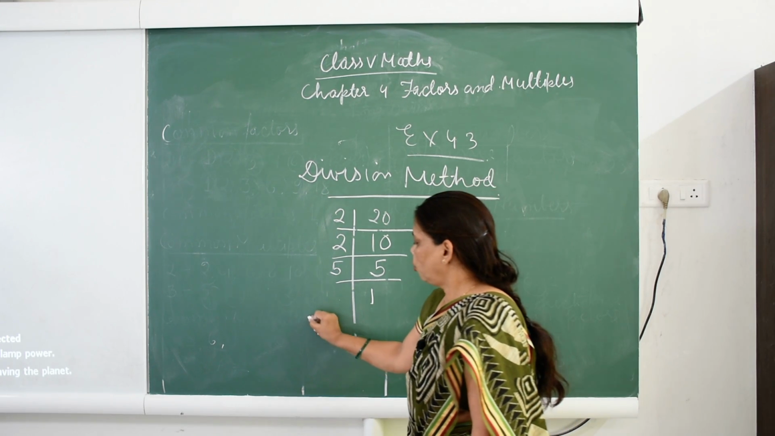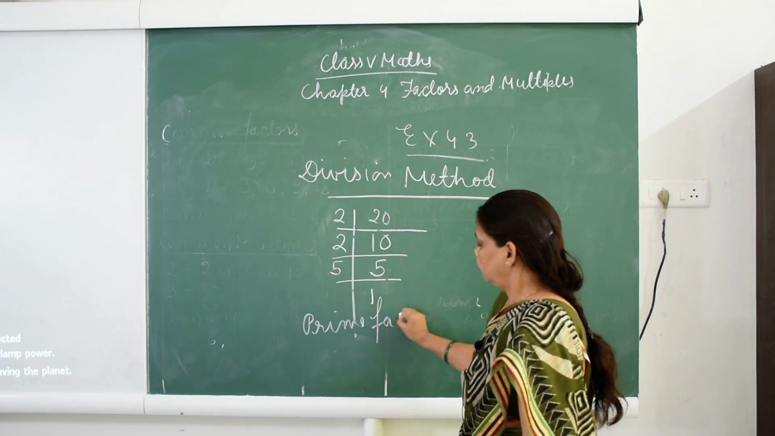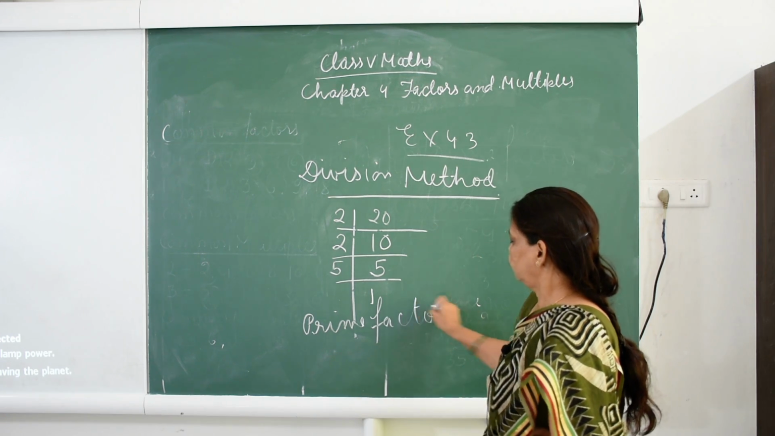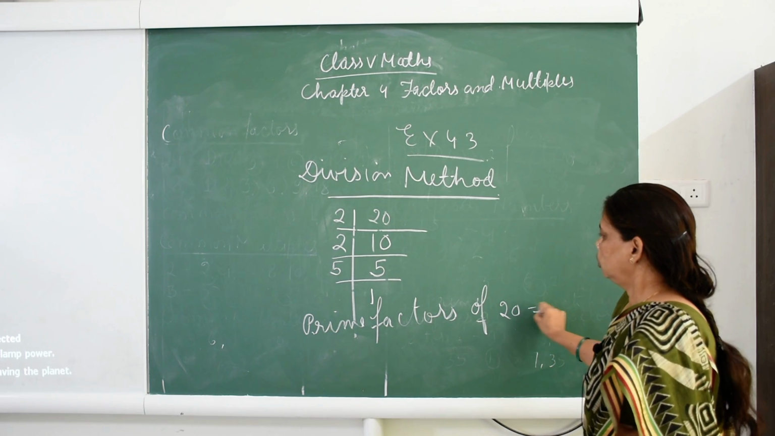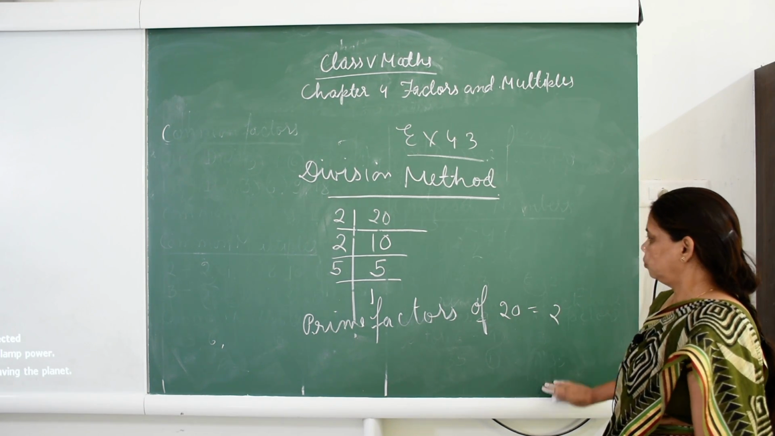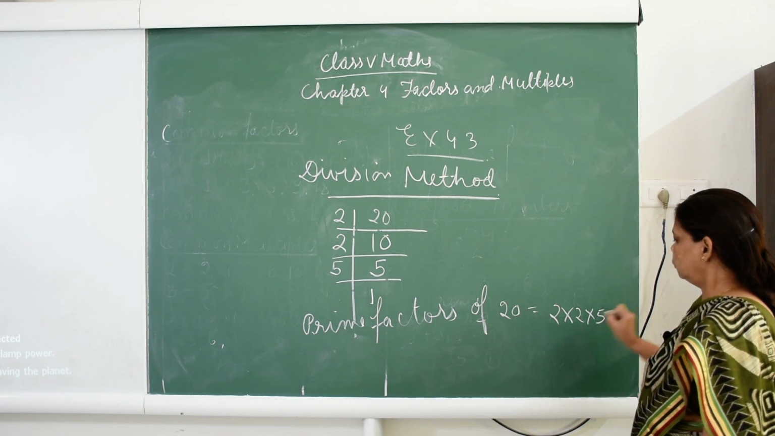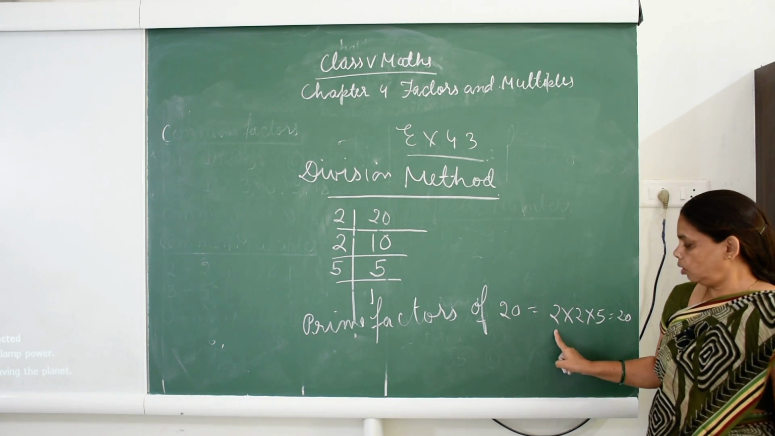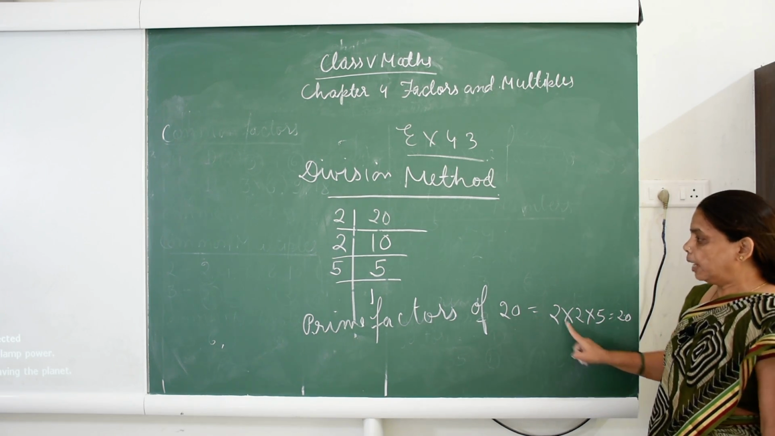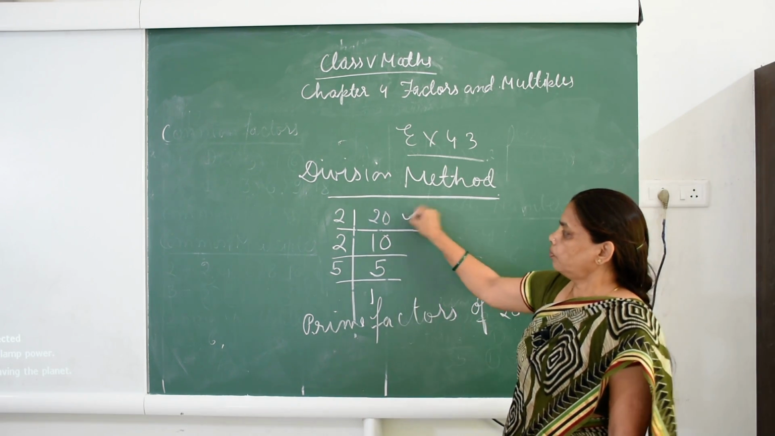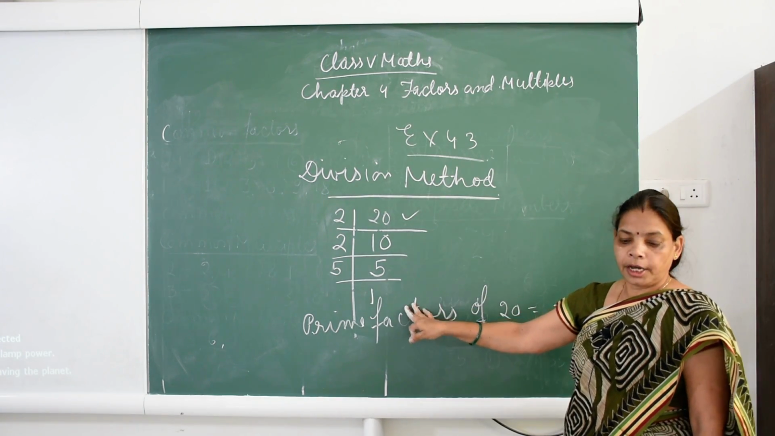So prime factorization of 20 is equal to 2 into 2 into 5. Check: 2 twos are 4 and 4 fives are 20. When we multiply all these factors, this number will come. It means your sum is correct.